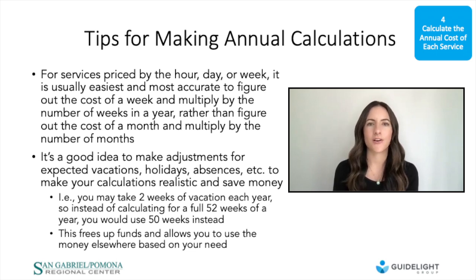It's also a good idea to make adjustments for expected vacations, holidays, or absences to make your calculations realistic and save money. Using one of the examples on the previous slide, you may take 2 weeks of vacation each year, or you may assume someone will get sick or something like that. So instead of calculating the therapy sessions for a full 52 weeks of the year, you could use 50 weeks instead. This frees up funds and allows you to use the money elsewhere based on your needs.